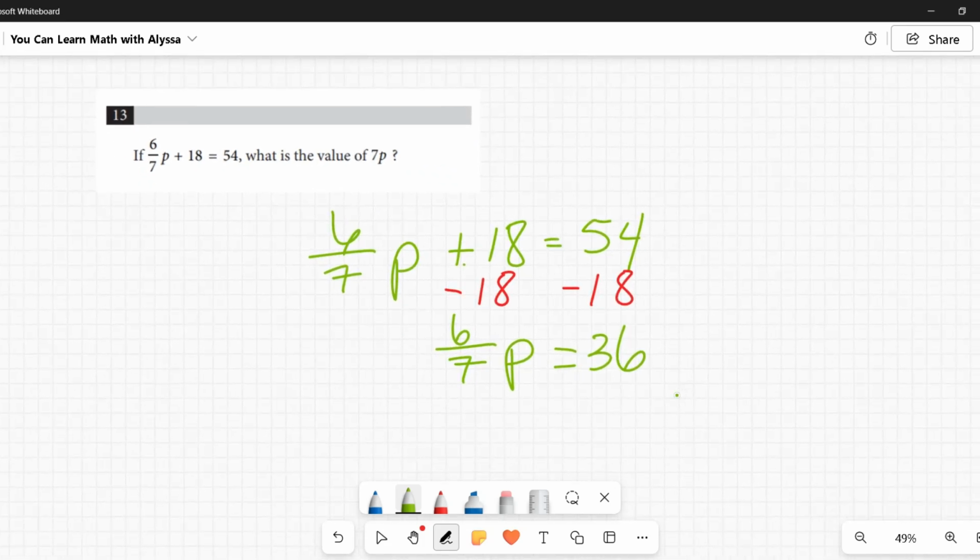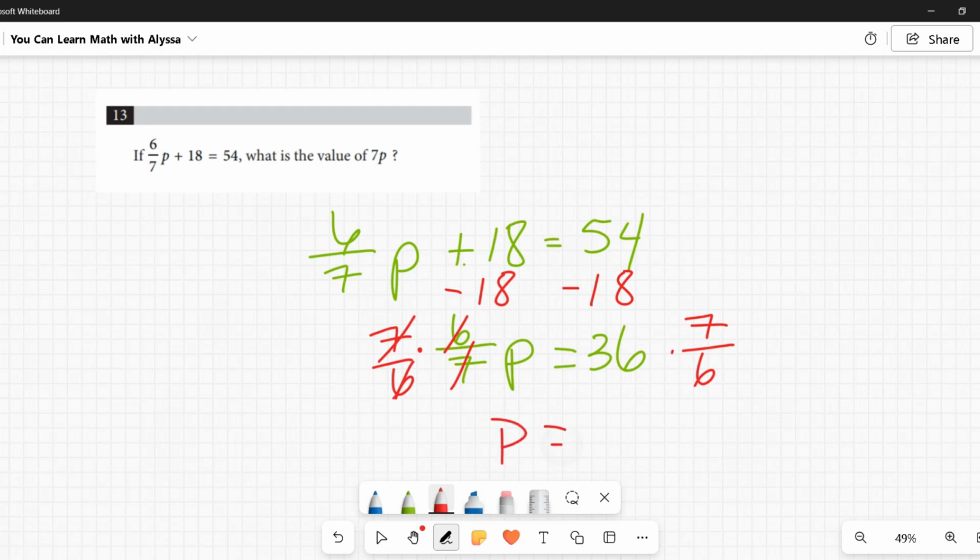So to get rid of this 6/7 that's being multiplied by p, you multiply by the reciprocal, which is 7/6. Sixths, I always have a hard time saying that. 7/6. And when you do that to both sides, on the left, those cancel out, and you just have 1. So 1 times p is p. And on this side, because that's 36 over 1, I can do some canceling here. 6 on the bottom 1 time, 6 on the top 6 times. 6 times 7 on top over 1 times 1 on the bottom. 6 times 7 is 42.